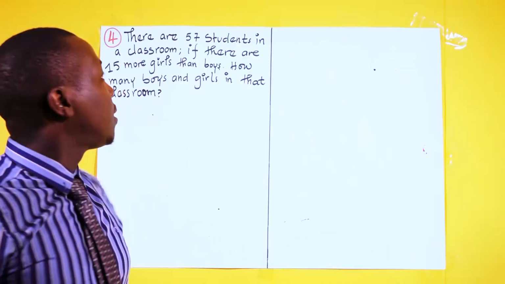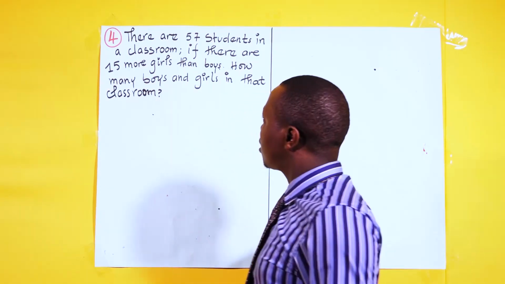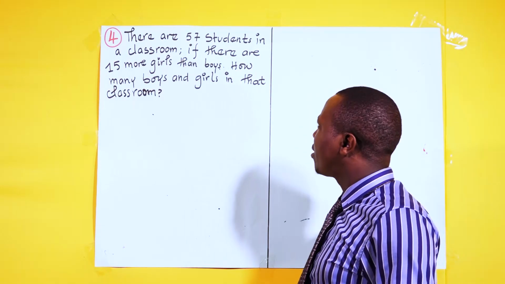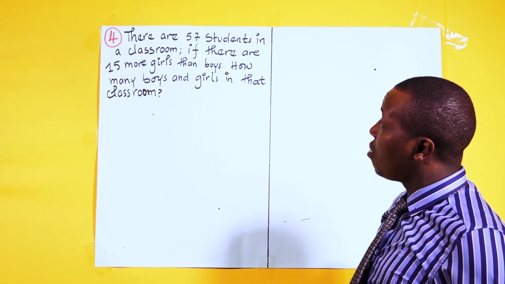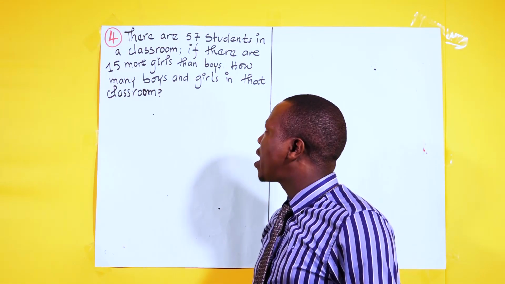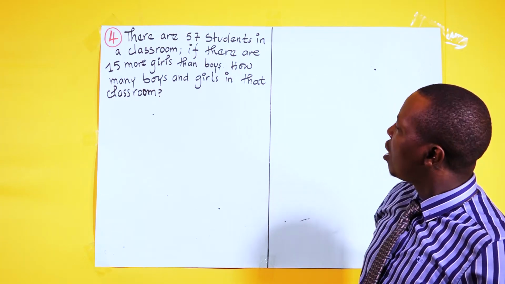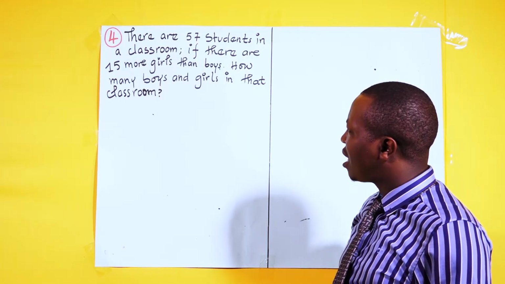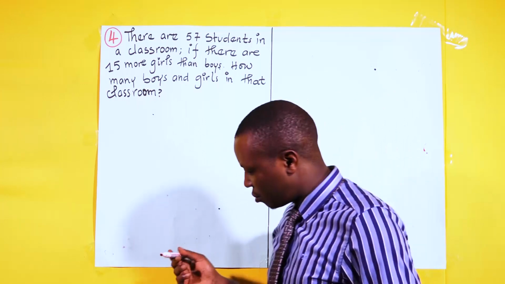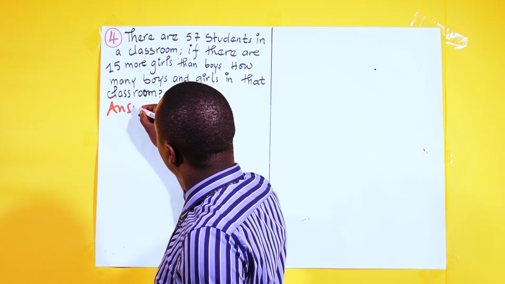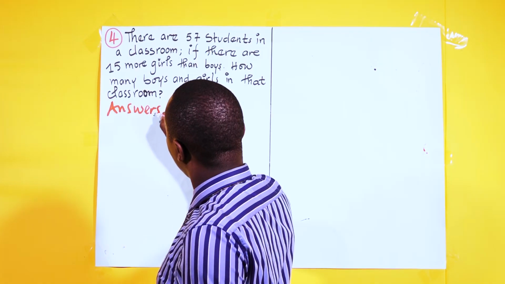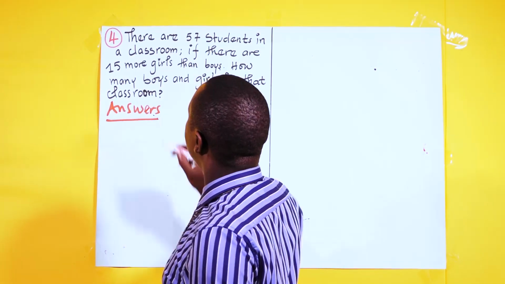Alright. Now the last question says there are 57 students in a class. If there are 15 more girls than boys, how many boys and girls are in that classroom? Let's together answer this question.